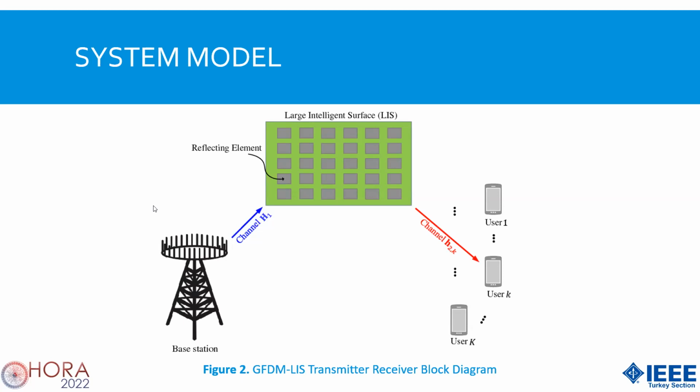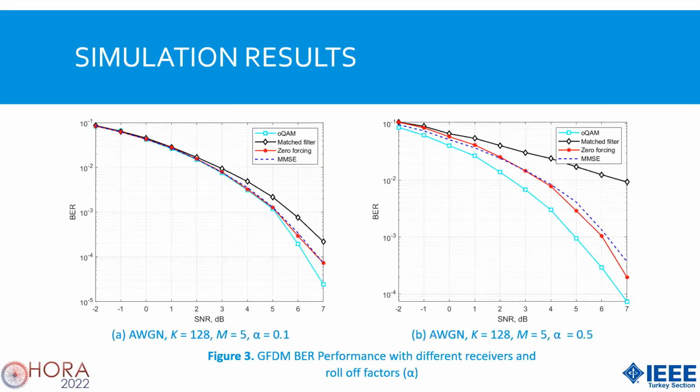Let's look at the simulation results. Firstly, the GFDM system was performed with different receivers under the AWGN channel assumption. As you see, increasing roll-off factors decrease the system performance. One side has roll-off factor 0.1 and the other side roll-off factor 0.5. The number of K subcarriers and M time slots are also shown.